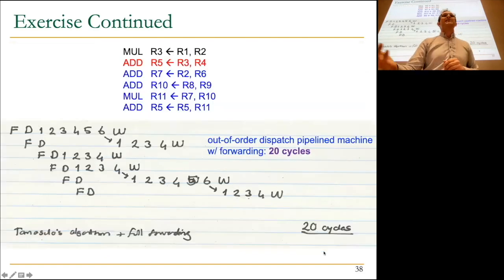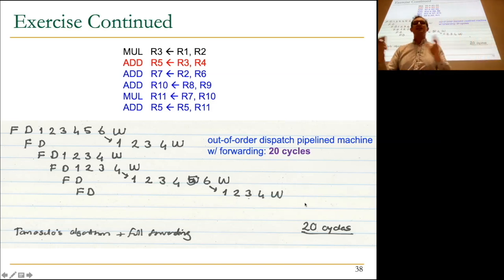And the answer is yes, basically. If you use out-of-order dispatch, out-of-order execution, it's going to look like this. So basically, this instruction is going to wait over here, but this next instruction can be dispatched and executed while this prior instruction is waiting. So with an out-of-order dispatch pipelined machine with forwarding, we will get down to 20 cycles. This picture is actually slightly misleading because you don't really need the write back stage, actually.